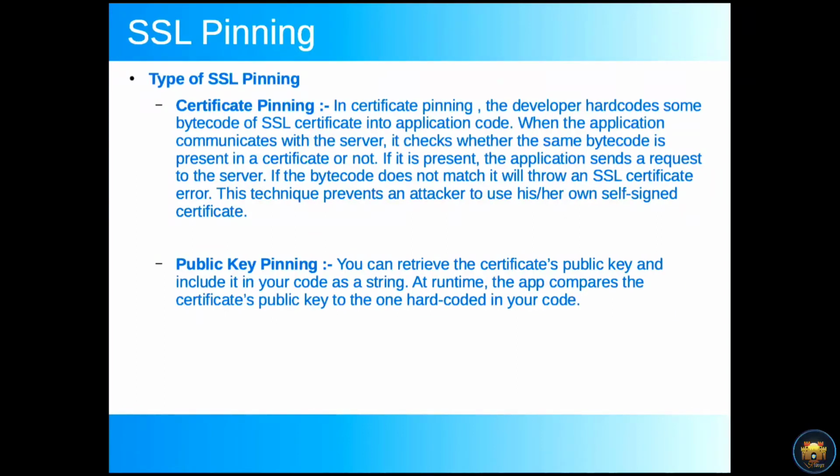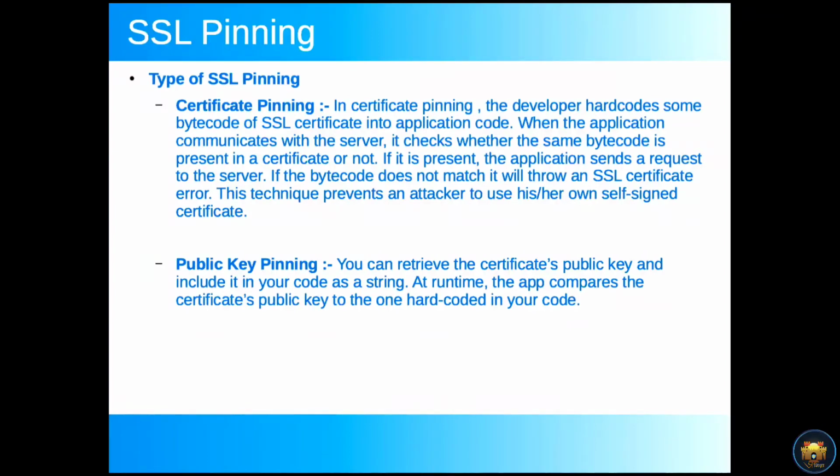In public key pinning, the developer takes the public key of the certificate, hashes it, and pins it into the code, and this pinned hash is verified against the server's public key hash. If it matches, further communication takes place. So the basic difference here is that public key pinning uses the public key, and certificate pinning uses the certificate bytes to verify.